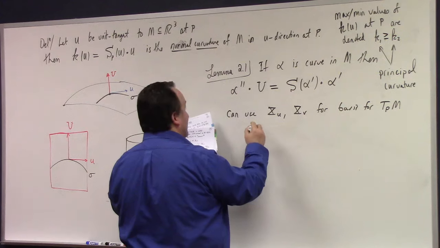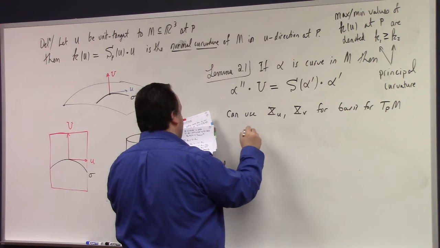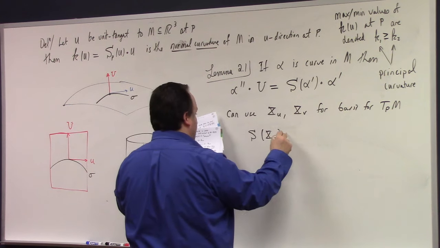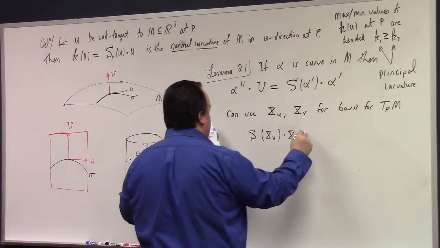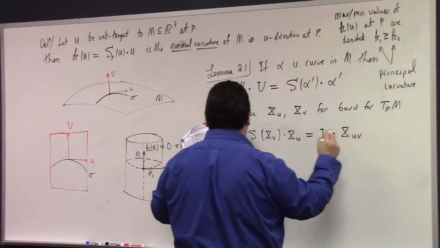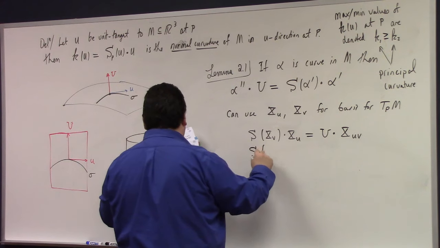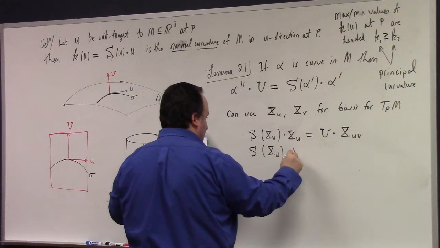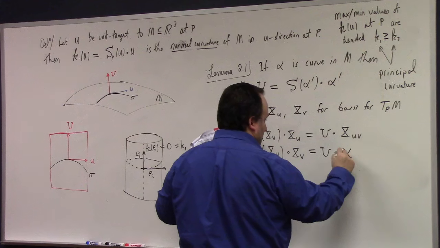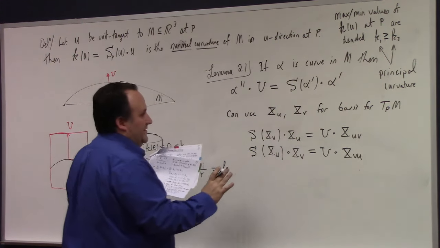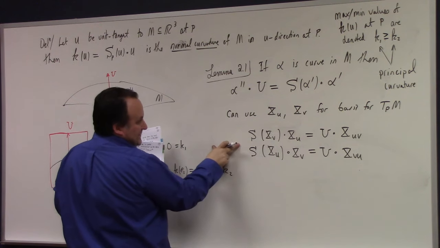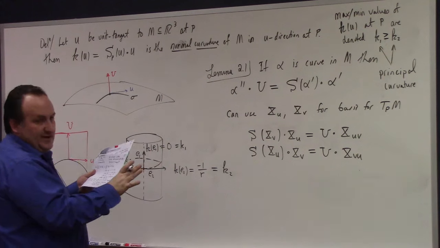So this gives us that S of X_V dot X_U is equal to U dot X_UV, and S of X_U dot X_V is equal to U dot X_VU. So it is applying this lemma under the appropriate interpretation.